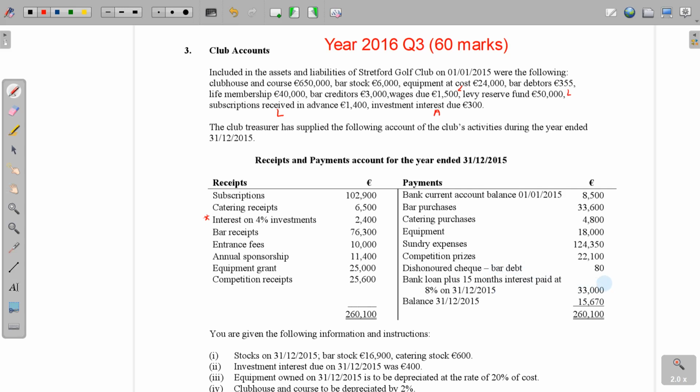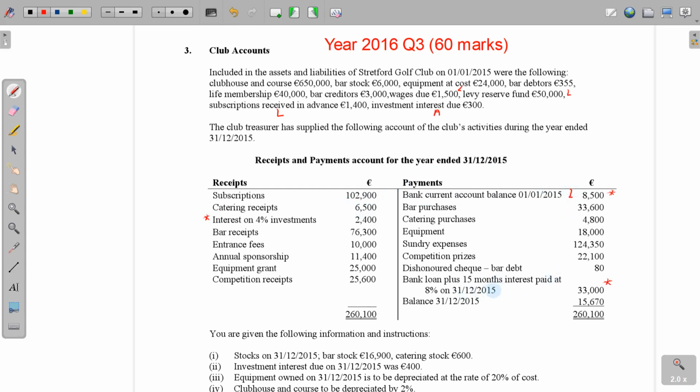So here it is, this one here. Now the other one that I know will go into the accumulated fund is right here, the bank current account balance. This is essentially either a bank surplus or a bank overdraft. So if it's in the payments, that means, so 8,500 is money I have given to the bank to pay for an overdraft. So I owe the bank money on the 1st of the 1st, 2015, so that is a liability. If it's in the receipts, it means you have a surplus of money in the bank. That's an asset. So this here is a liability.